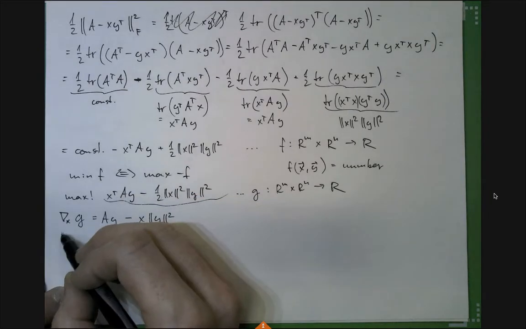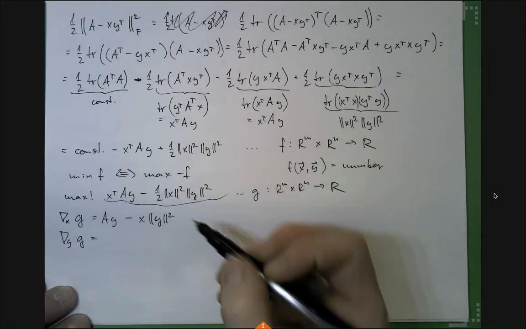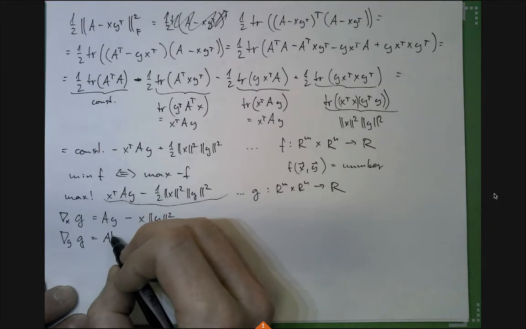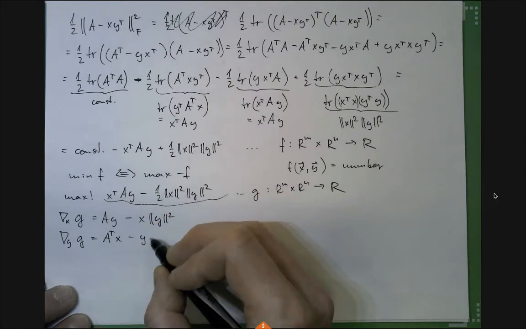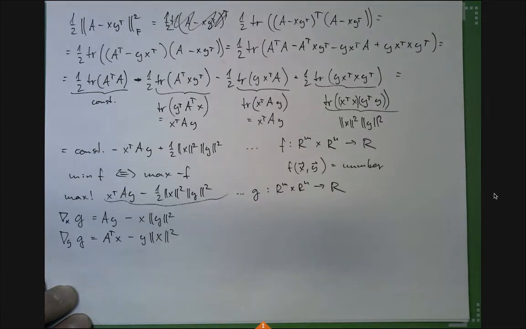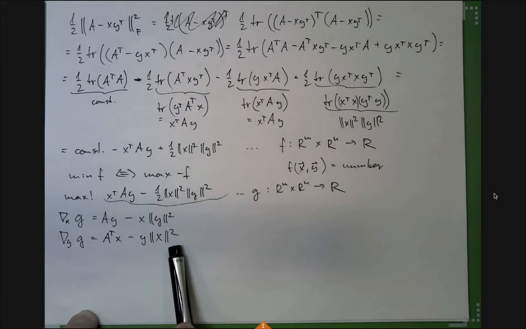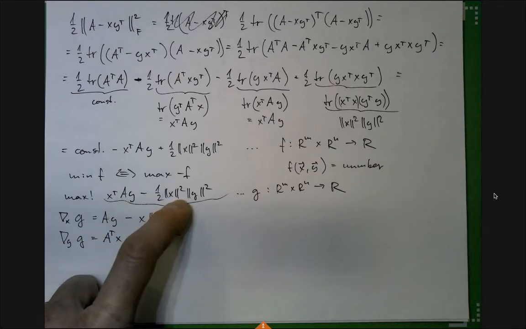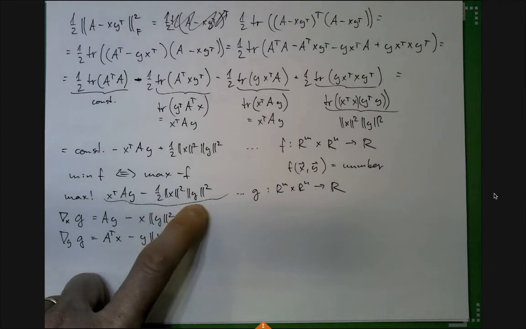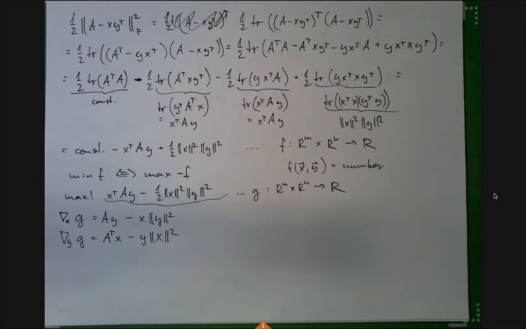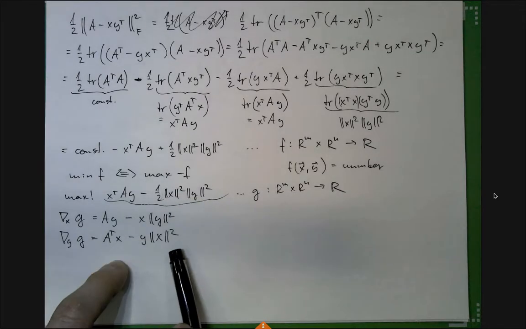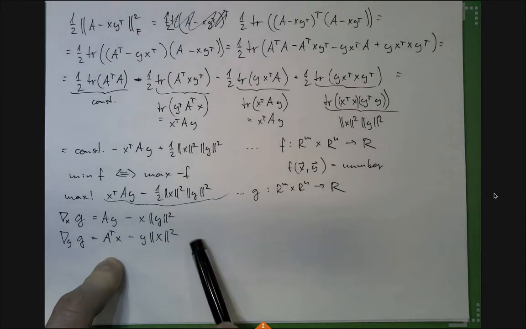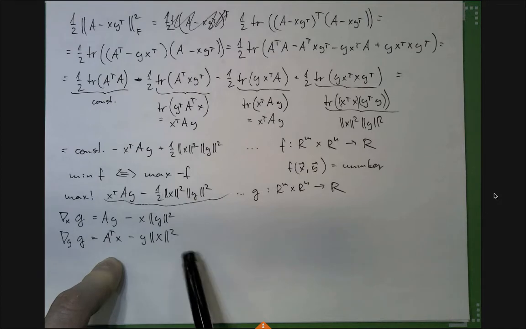If I compute the gradient with respect to y, it's going to be a very similar process. Here I will get A transpose x, and here I will get y times the square norm of x. Again, I'm differentiating with respect to y, so nothing is going to happen to x, only the y's get differentiated. This is just a polynomial in x and y. So the gradients are quite simple. What we need to do now is set them to 0 and examine the critical points.